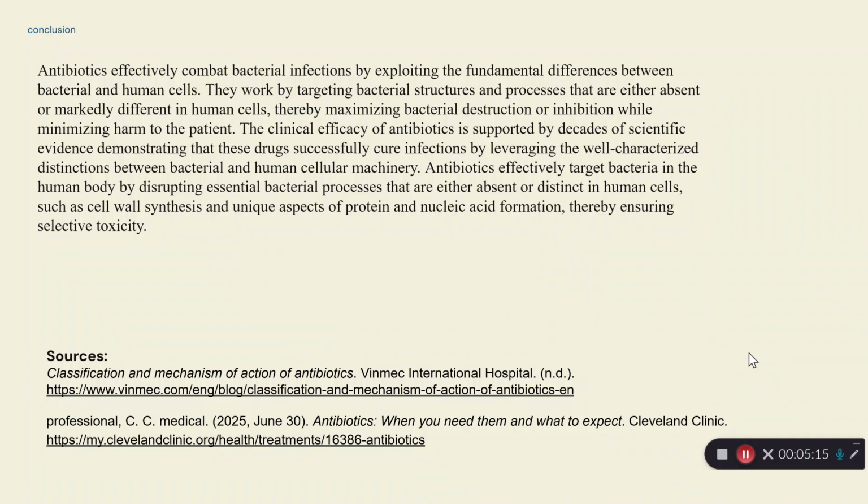machinery. Antibiotics effectively target bacteria in the human body by disrupting essential bacterial processes that are either absent or indistinct in human cells, such as cell wall synthesis and unique aspects of protein and nucleic acid formation, thereby ensuring selective toxicity.